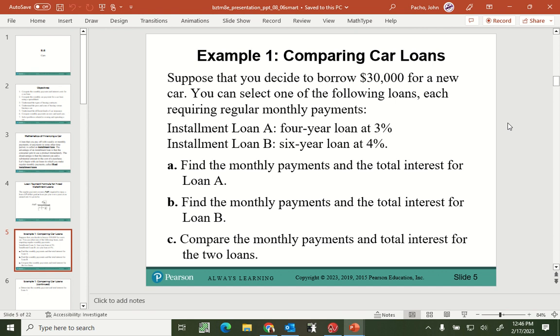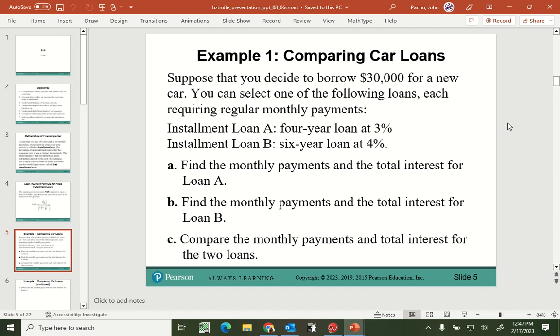12 payments, because we make a payment every month. For how many years? 6 years. So 6 times 12 is going to give me 72.